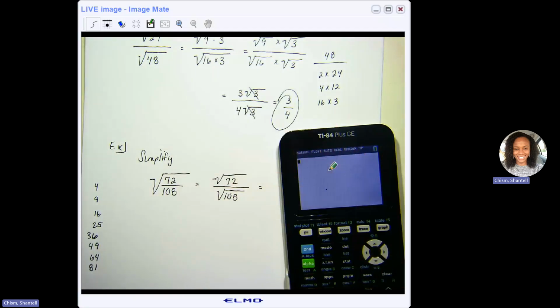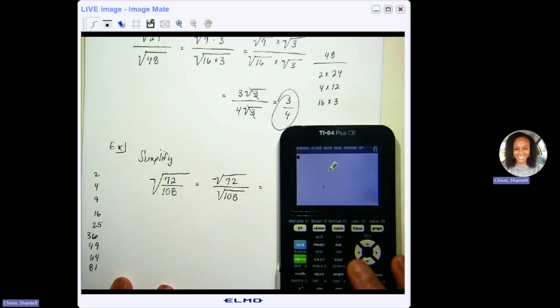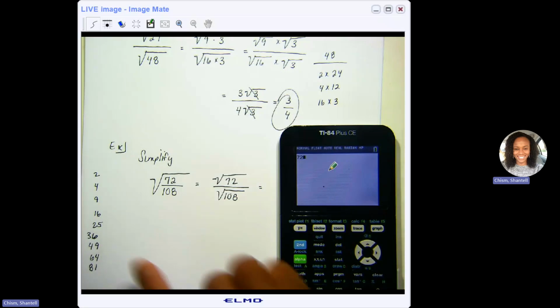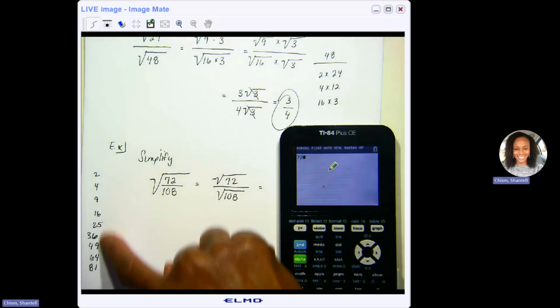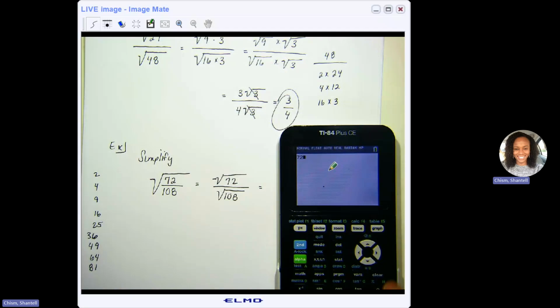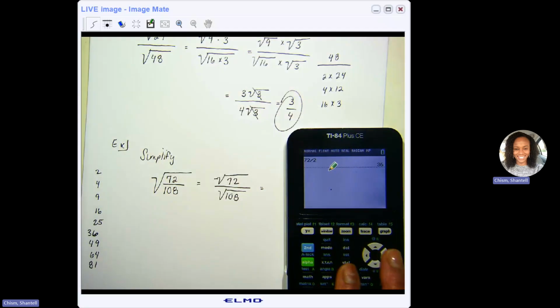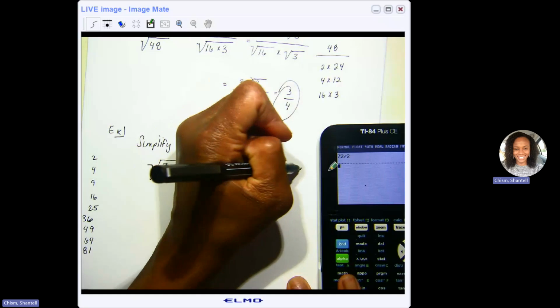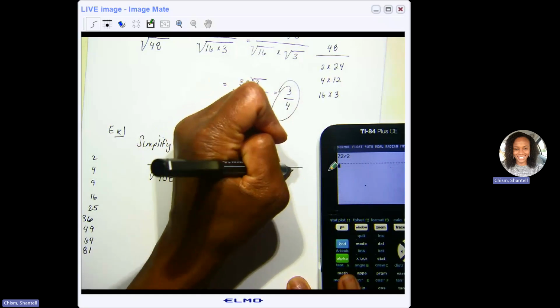Now with 72 being even, I sometimes will start with 2. Even though I know 2 is not a perfect square, when I divide by 2, it might give me one of the perfect squares as the other factor. So I tend to start with 2 when I'm dealing with an even number. So 72 divided by 2 gives me 36, which is the perfect square factor. So that is a perfect factorization that I'm going to use, 36 and 2.